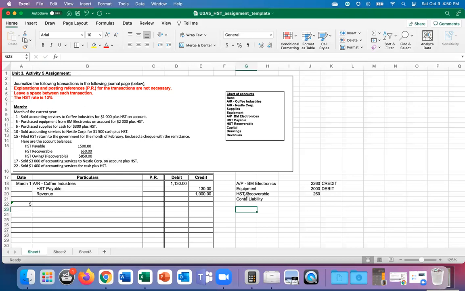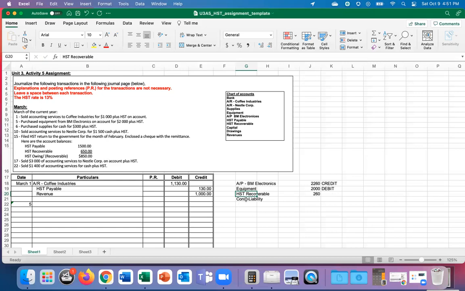So, you know, if you have $250 in your HST recoverable account, that means that of the $1,000 that you owe the government, you only have to send a check for $250, right? Because you've already paid $250 in tax that you didn't have to, buying things for your business. So that's why it's put under the liability section.